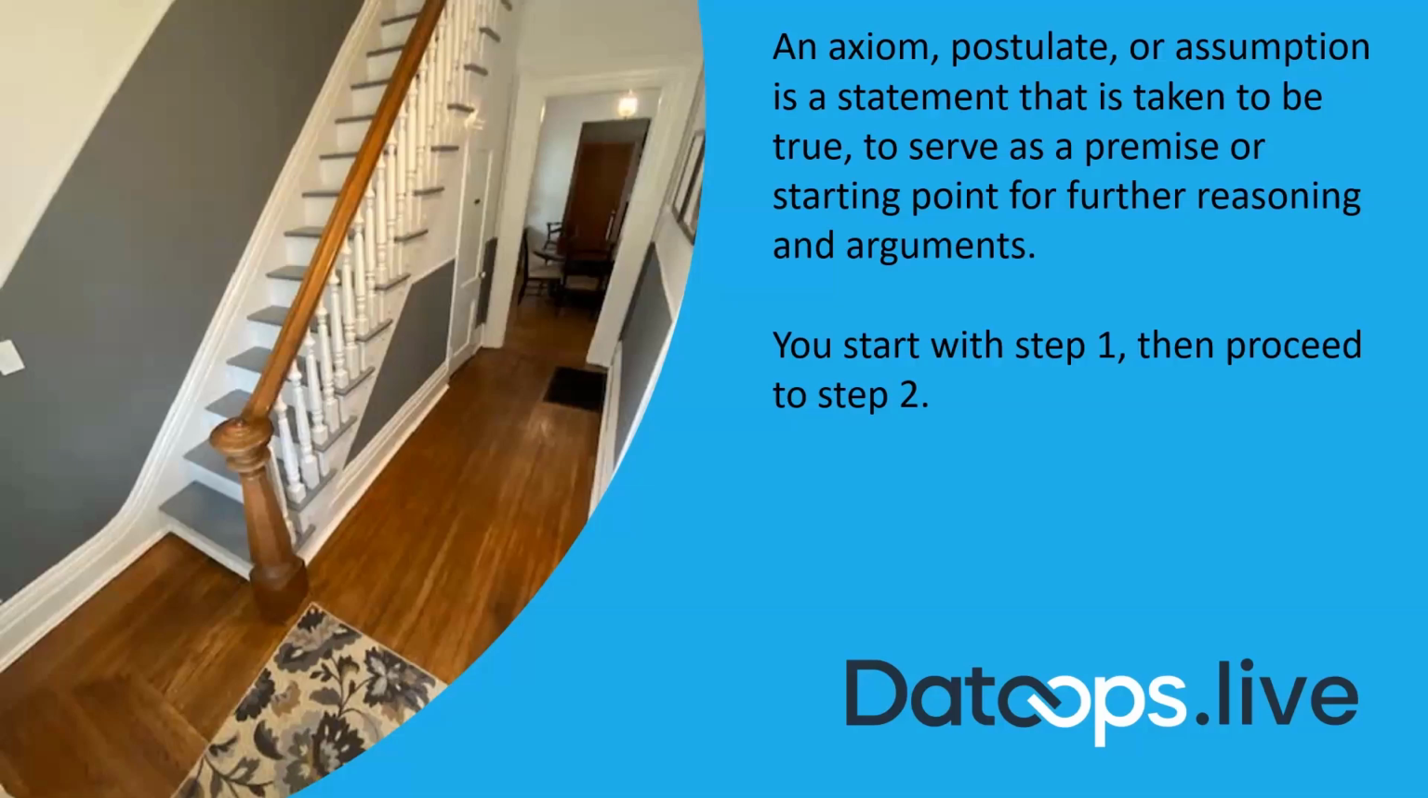So from a definition perspective, an axiom, postulate, or assumption is just something that is taken to be true. Whatever your starting point is, you have these axioms. You're going to assume them to be true. You're not necessarily going to check them, but then you can build on those things. So I call this a stair step approach.